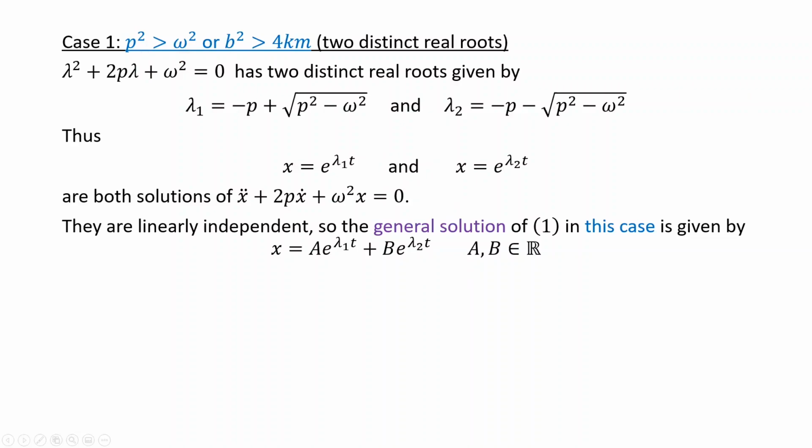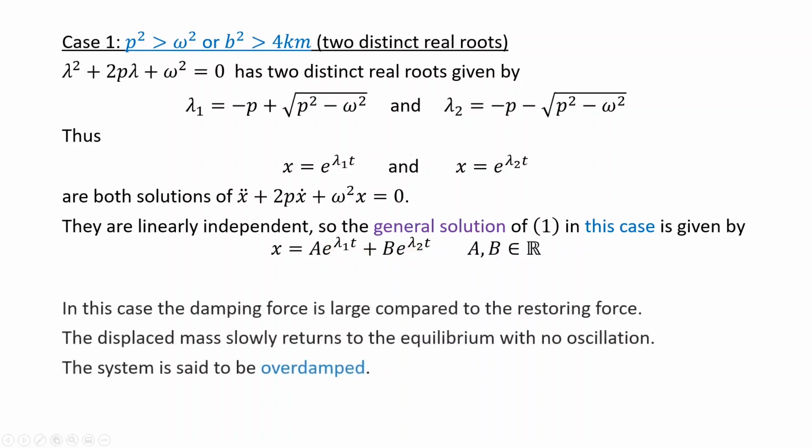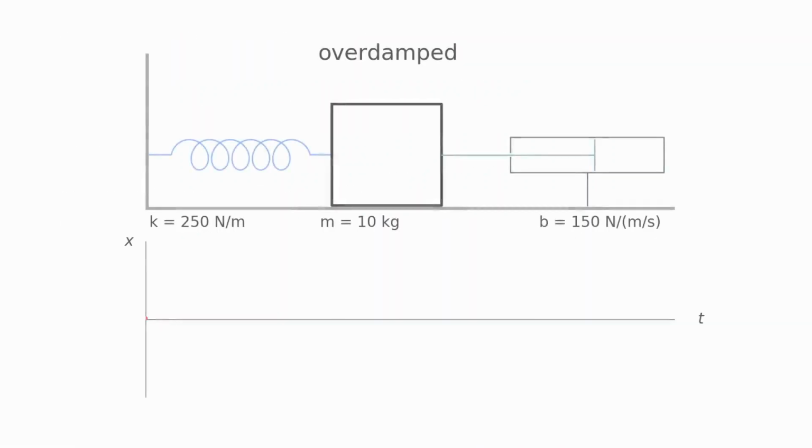Now, what does this case correspond to? Well, you can think about it. Lambda 1 and lambda 2 are both negative, so that means regardless of what a and b are, the function x will return to 0. It might do it in a funny way depending on a and b, but it will do so without oscillations, because neither of these two functions oscillate, not in the real case in any case. So this is what we call overdamping. This is what happens when the damping force is strong, the damping coefficient is large enough. The system simply slowly returns to equilibrium.